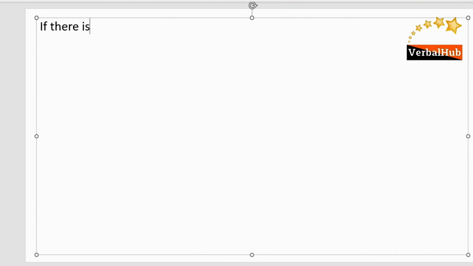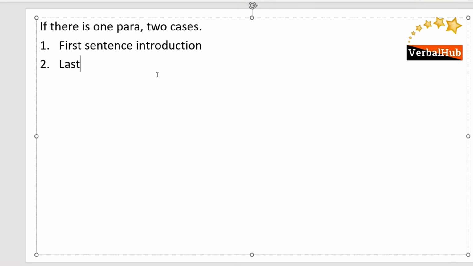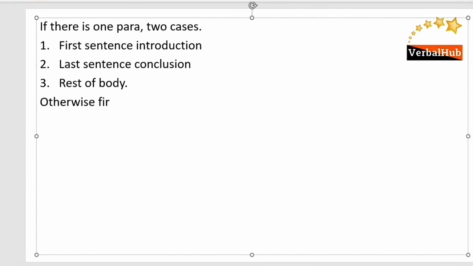So if there is one para, then first there will be two cases. Case number one: first sentence introduction, last sentence conclusion, rest body. Otherwise, first sentence introduction and rest body. Okay, so let us try this one.